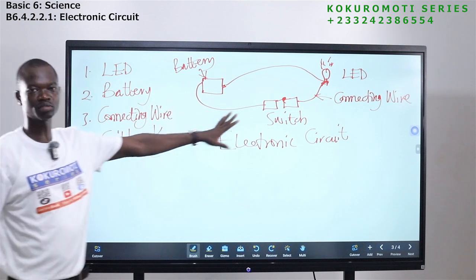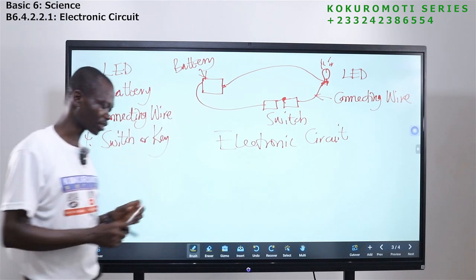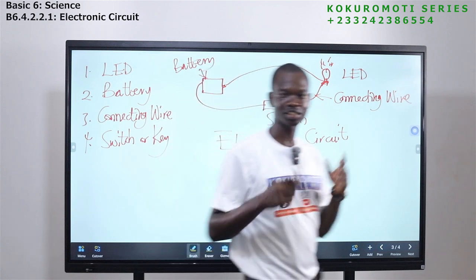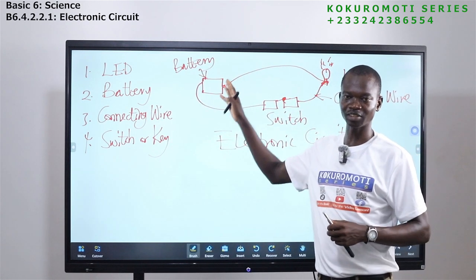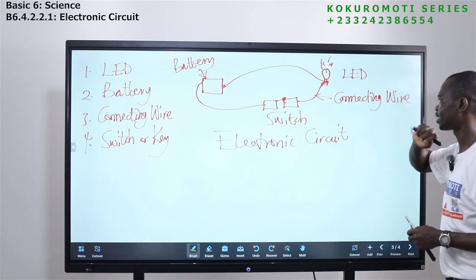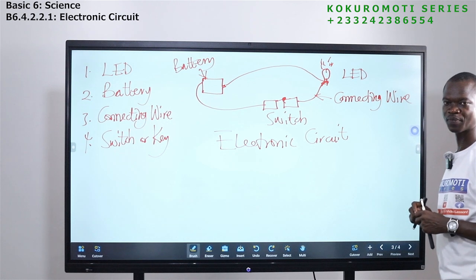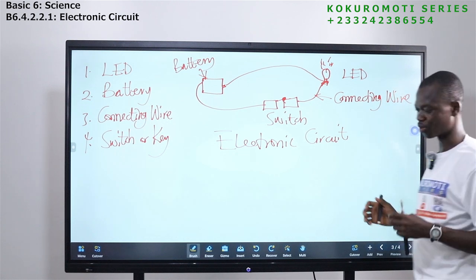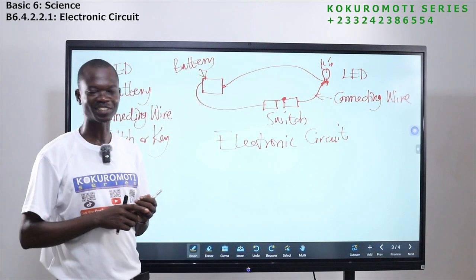We can use symbols to represent all the parts. In that case, we are talking about circuit diagram. We will ask for circuit diagram. You don't draw the battery like this. You don't draw the switch like this. You don't draw the LED like this. The connecting wires too are not drawn like this. Okay. Do you want us to try them?